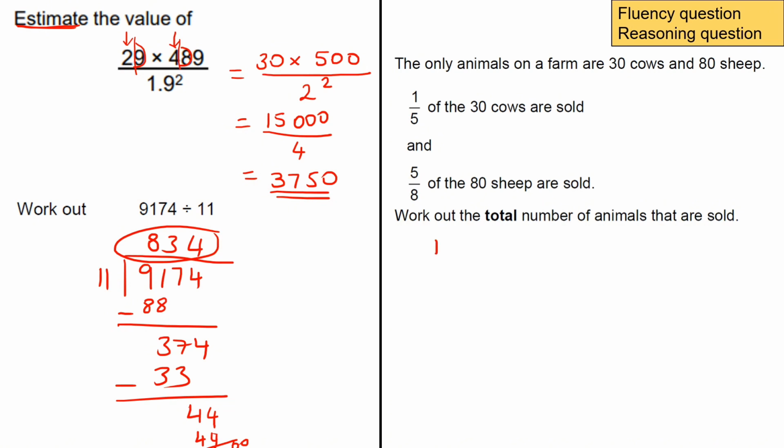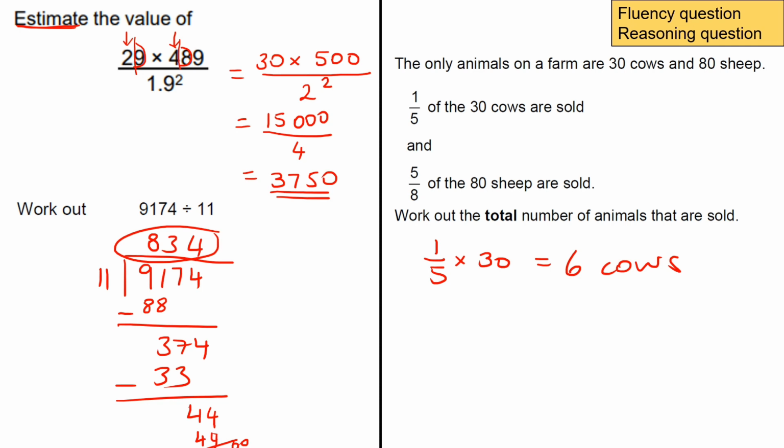So we're going to be finding out 1 out of 5 of 30. Remember, of in maths means multiplication, so you're going to be doing a fifth of 30. So you're going to be finding 1 out of 5 of 30. So you're simply dividing it by 5. That's going to be 6. I'm just going to write down what they are, cows.